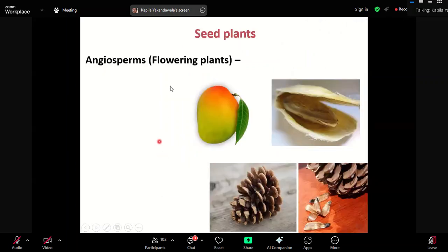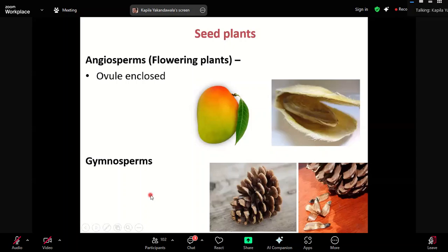Right. Then when you look at angiosperms or flowering plants, I told you the ovule is enclosed. You can see the fruit, seed. Within the seed, you have the ovary and ovules, well protected. Seeds are enclosed.